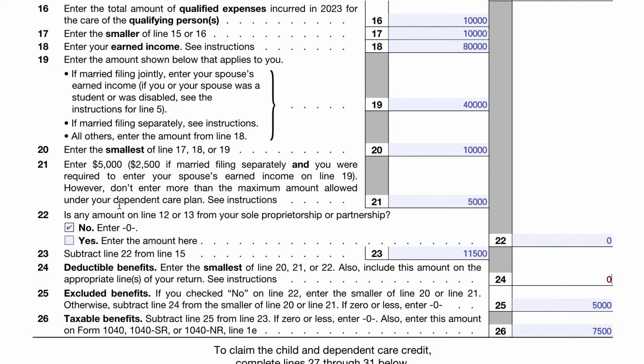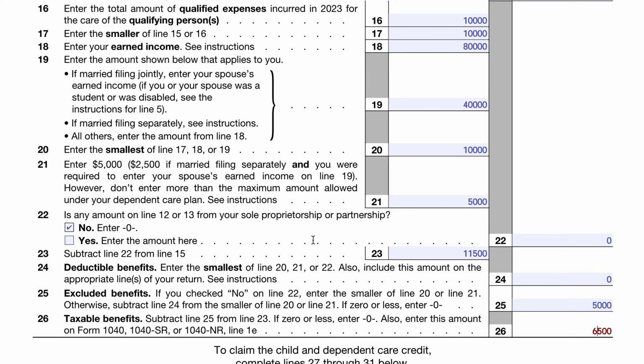Excluded benefits. So we entered no in line 22. We're going to enter the smaller of either line 20 or 21. In this case, that is $5,000. That's the maximum that we can exclude. So the rest of this is taxable benefits. So that happens to be $6,500 of taxable benefits. We're going to enter this on our Form 1040.